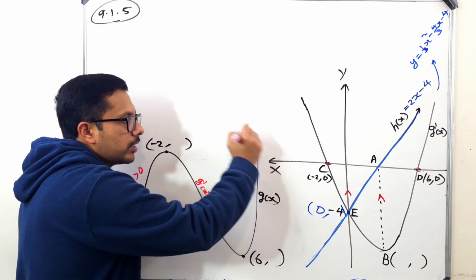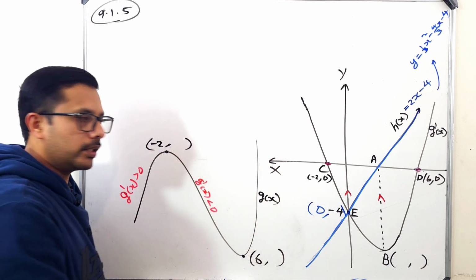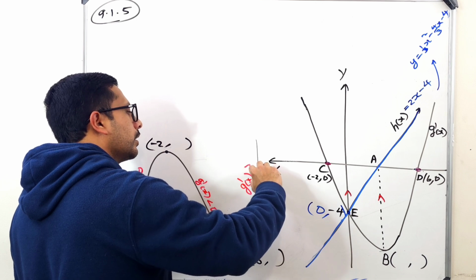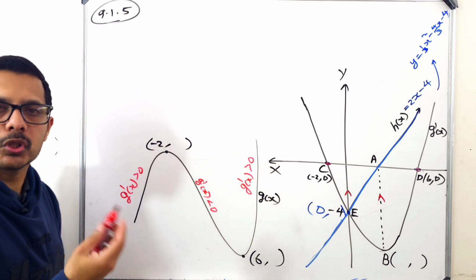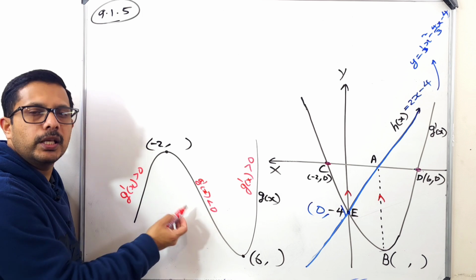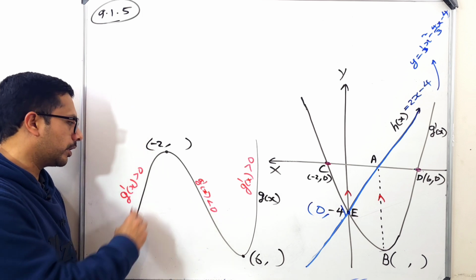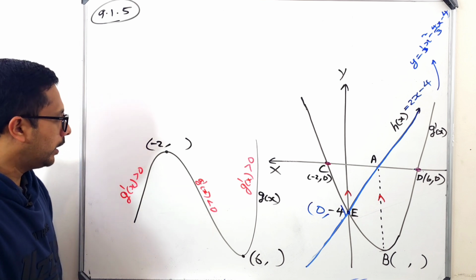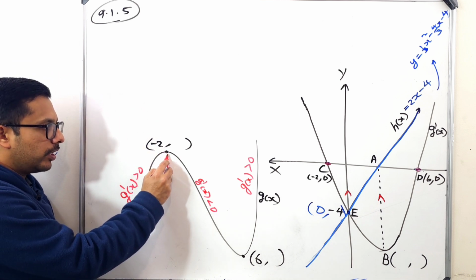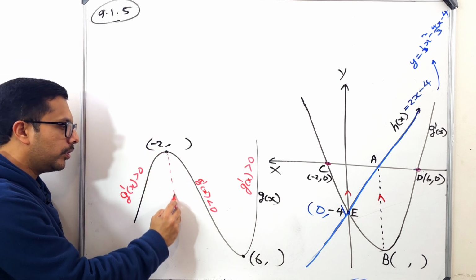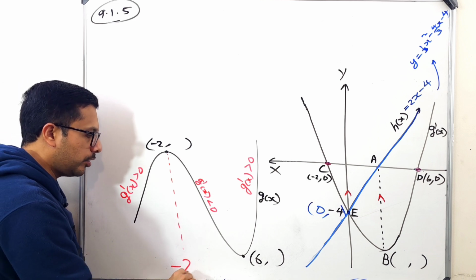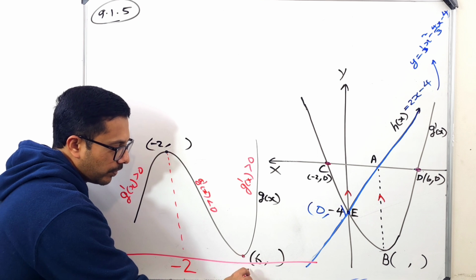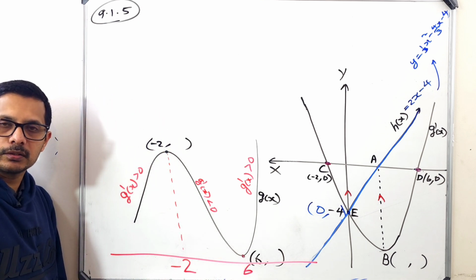Here the graph is increasing. So what about the first derivative? g dash of x is greater than 0. What is the meaning of greater than 0? Positive. What is the meaning of less than 0? Negative. First derivative is positive, negative, positive. Now at this point what is the x value? Let me say this is x value -2, this is the axis. At this point what is the x value? It is 6, am I right?